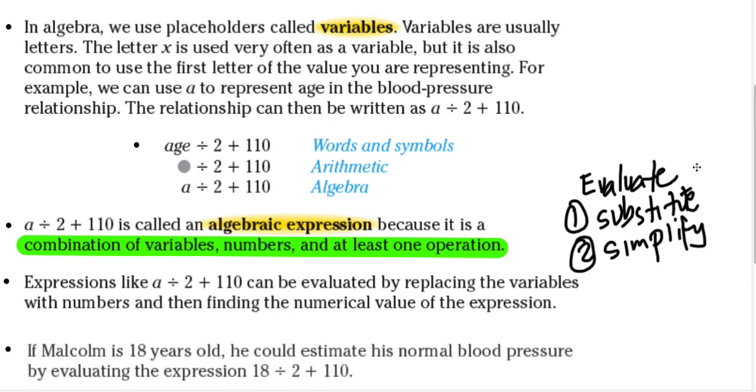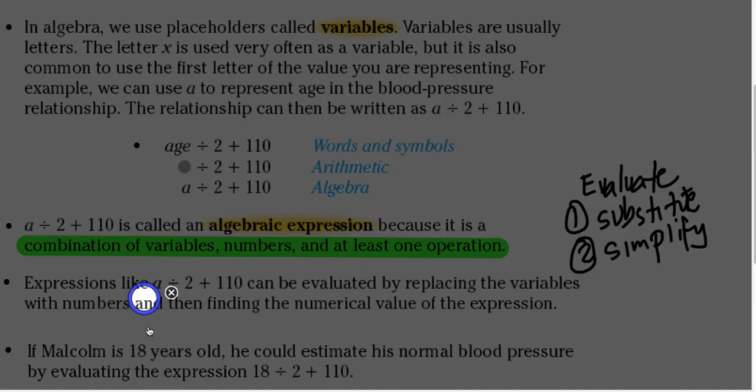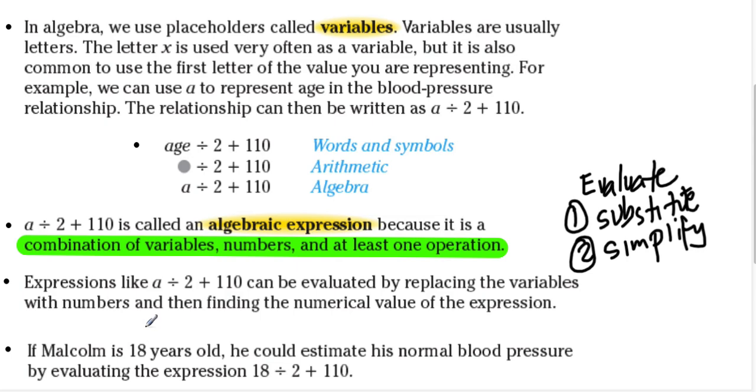Moving on, let's say Malcolm is 18 years old. He could estimate his normal blood pressure by evaluating the expression 18 divided by 2 plus 110, where 18 replaces the value of A. So 18 replaces the value of A. And that's why you have 18 divided by 2 plus 110.